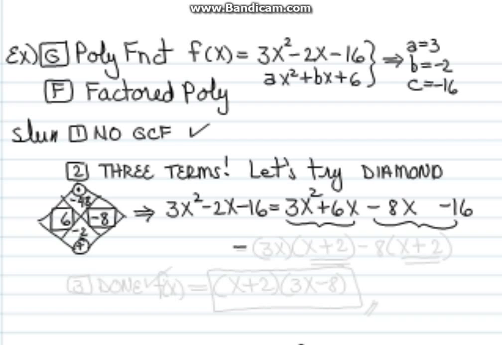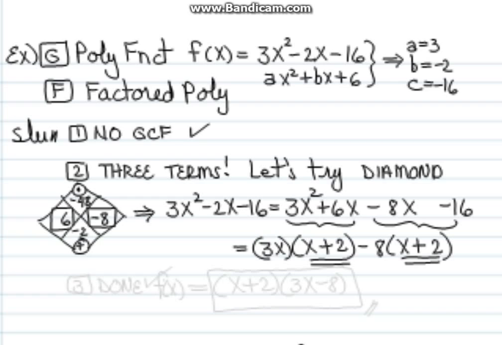Out of the first 2 terms, we're going to factor by grouping now. Pull out a common factor of 3 and x. So it's 3 times x we pull out. It leaves x, because 3x times x is 3x squared. And then a positive 2, because 3x times 2 is positive 6x. Okay, out of the second 2 terms, we pull out a negative 8 times x, because negative 8 times x is negative 8x, and then a positive 2, because negative 8 times positive 2 is negative 16.